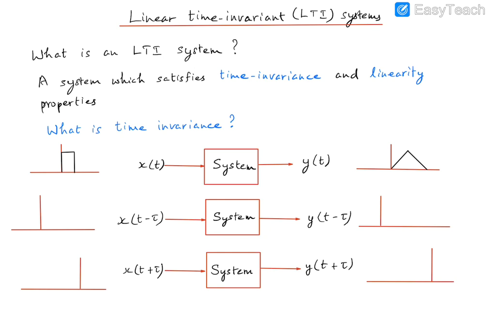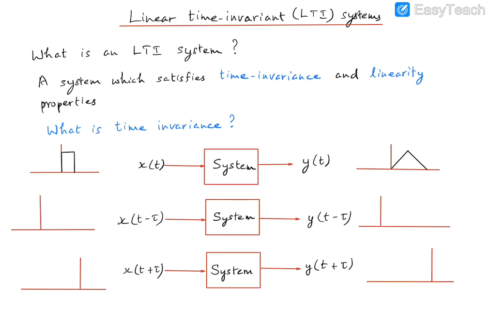Now, what do we mean by time invariance? In a time invariant system, if the input signal x of t is shifted by some amount, in this case, because there's a minus there, it means it is shifted to the right by some amount of time called tau, then the corresponding output y of t is also shifted by the same amount of time in the same direction. So the input is shifted to the right by tau, so the output y of t is also shifted to the right by the same amount tau.